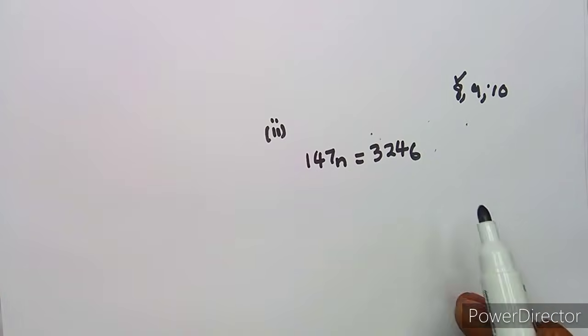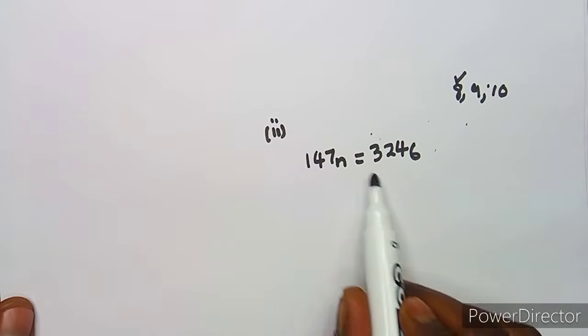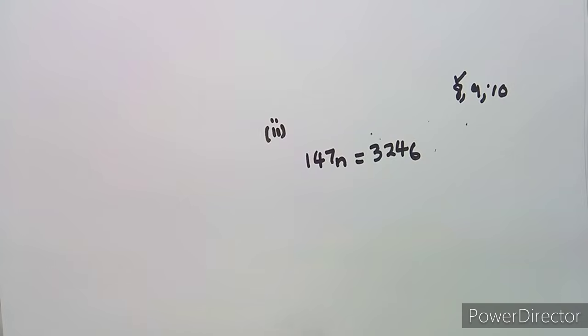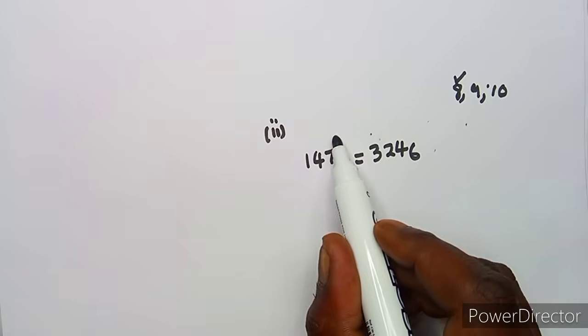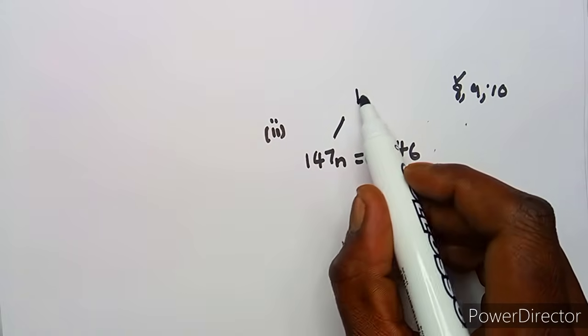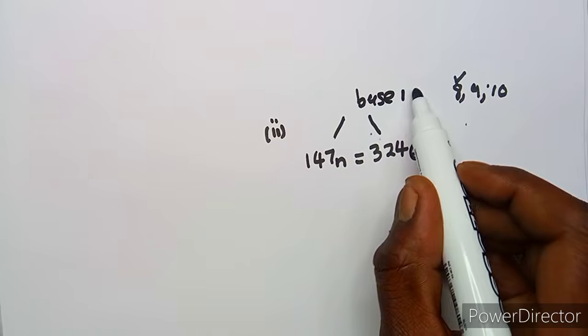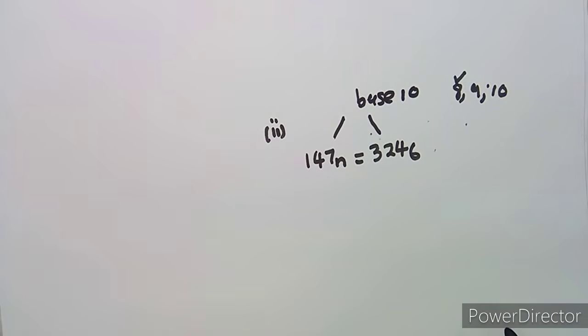So the only thing that we can do is to express these numbers in the same base, and there is only one base they can be written in, which is base 10, because we can convert a number from any base to base 10. So these two numbers can be converted to base 10, which is a normal base to simplify.